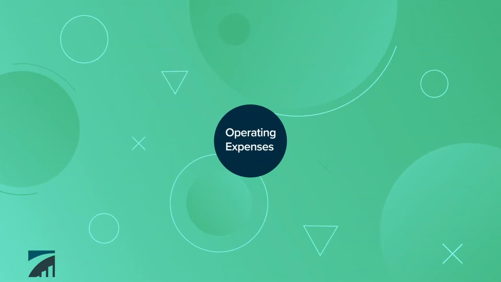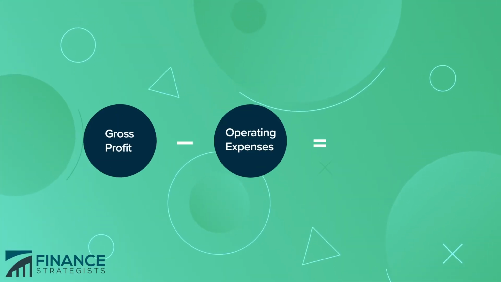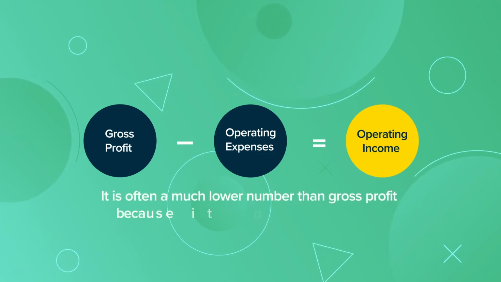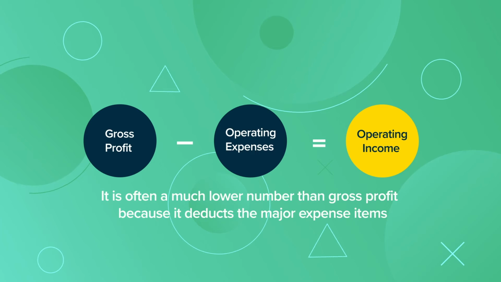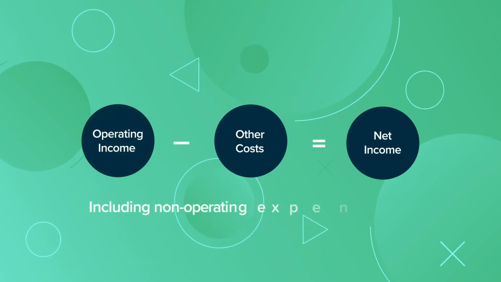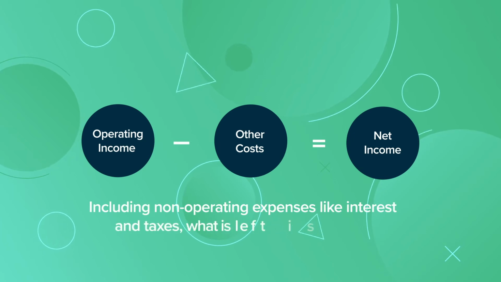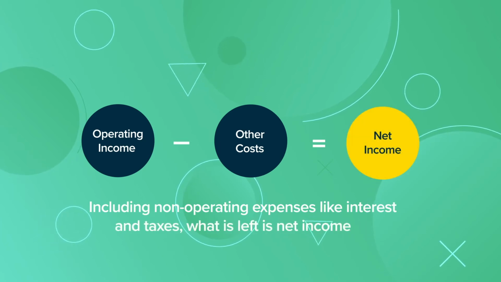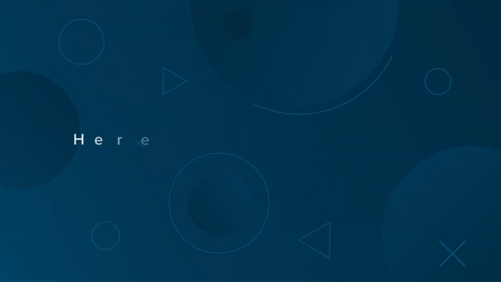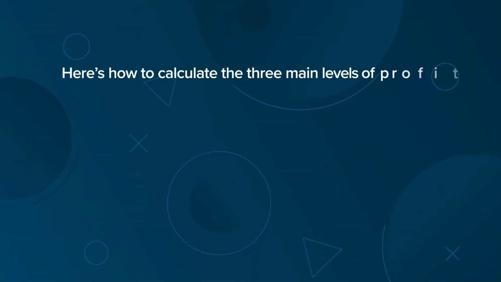When you subtract operating expenses from the gross profit, that number is the operating income. It is often a much lower number than gross profit because it deducts the major expense items. After subtracting all expenses, including non-operating expenses like interest and taxes, what is left is net income, also called net profit or earnings. Here's how to calculate the three main levels of profit.